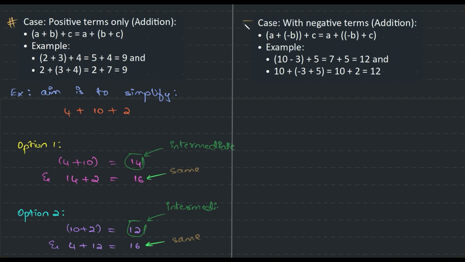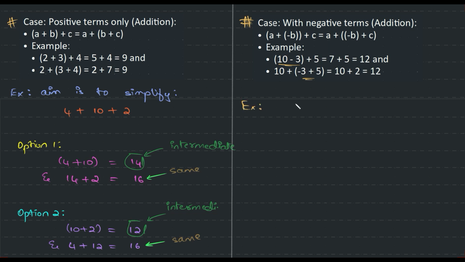The same holds good even with the presence of a negative sign. That is, a plus of minus b plus c is the same as a plus of minus b plus c. That is, if you have 10 minus 3 plus 5, it's the same as 10 plus minus 3 plus 5. That is, 10 minus 3 is being subtracted per se over here, or minus 3 is added to plus 5. And the third number, if you go in any sequence, you'll end up with the same result.